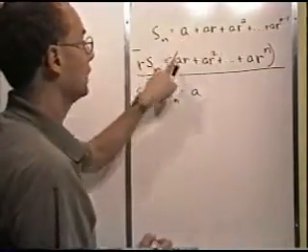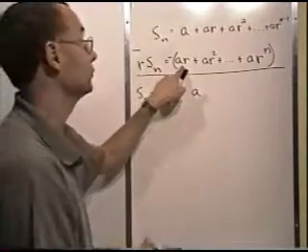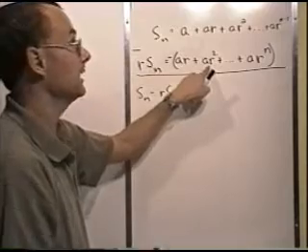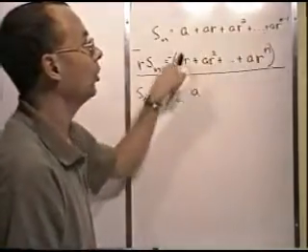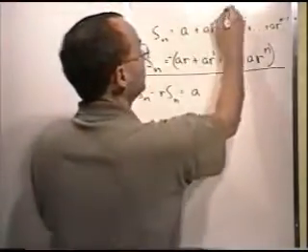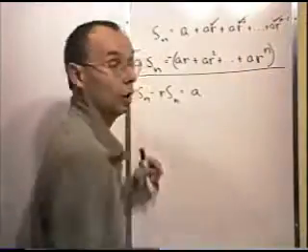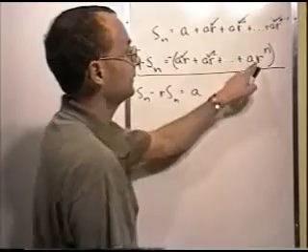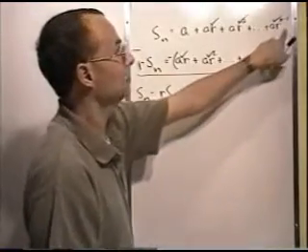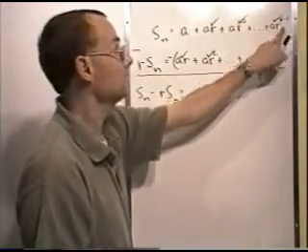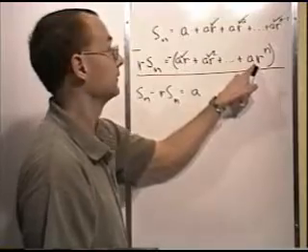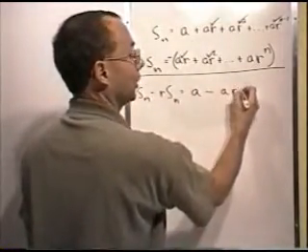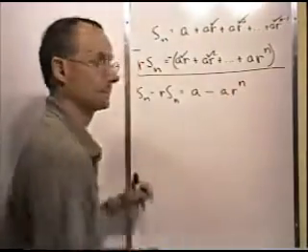But ar minus ar cancels. Ar squared minus ar squared cancel. And this will happen all the way along. All of these terms here are all going to cancel off with these terms here, except the last one. There is no ar to the n that cancels with this. So we're simply going to be left with minus a times r to the n.